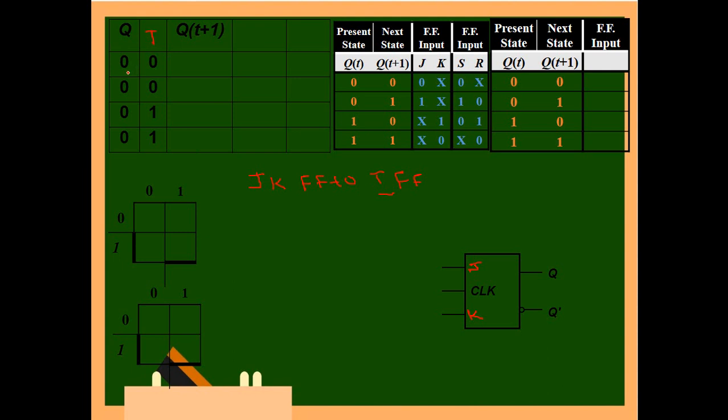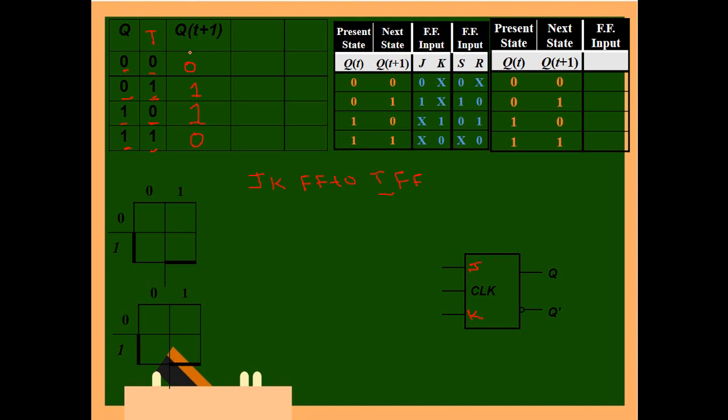There is a possibility that the previous state is 0 and T is 0. We know that when T is 0, the output is the same as the previous, so we will get 0. If the previous state is 0 and T is 1, T is 1 means it toggles Q, so the next output becomes 1. In a similar way, if the previous state is 1 and T is 0, there is no change, so 1 only. And if T is 1 and the previous state is 1, it will toggle, so it becomes 0. This is the next state of the flip-flop.